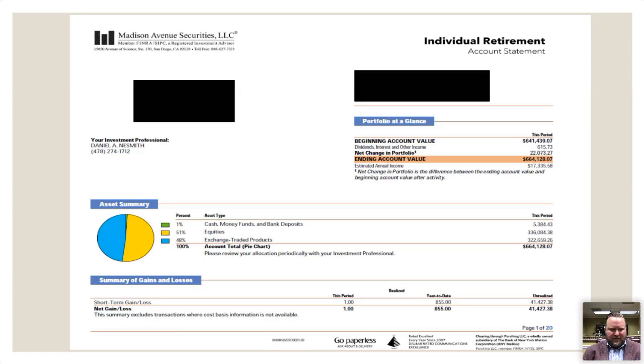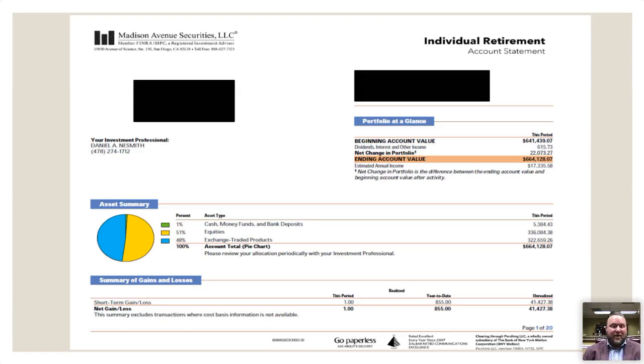Below that, you can see short-term gains and losses, net gain or loss. And then it says this period, and in this case, it's $1 and realized. And then year to date, if there's gains or losses in that account. Over on the far right, it's unrealized.